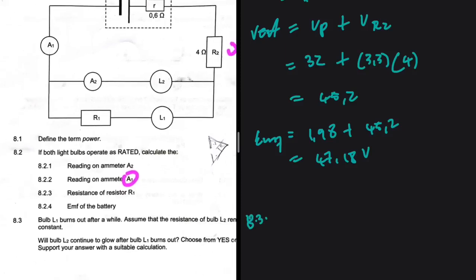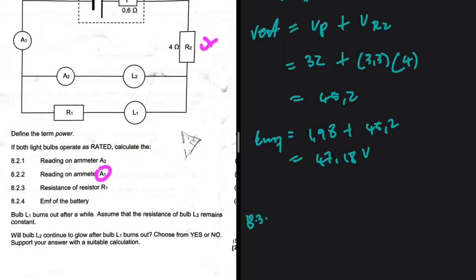8.3, bulb L1 burns out after a while. Assume that the resistance of bulb L2 remains constant. Will bulb L2 continue to glow after bulb L1 burns out? Choose from yes or no. Support your answer with a suitable calculation.